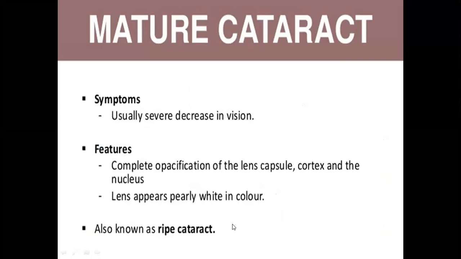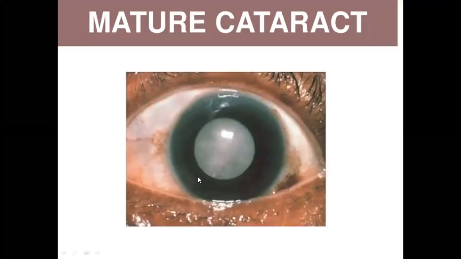And when it becomes pearly white, this is called ripe cataract. मतलब पक चुका है. डॉक्टर के पास जाएंगे ना आपके, वो कहेगा बीबी आपका तो ये कैटरेक्ट जो है वो पक चुका है, मैच्योर हो गया है, तो आप इसको ऑपरेट करा लें. So when the lens becomes completely clouded, this is called ripe cataract. So this is pearly white in color, and this is a ripe cataract जिसे कहना चाहिए, ठीक है.